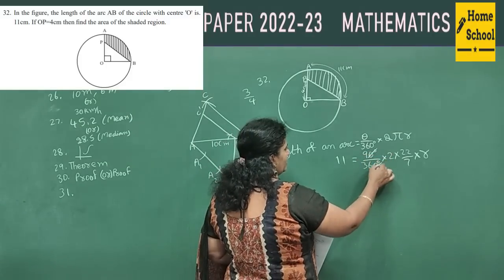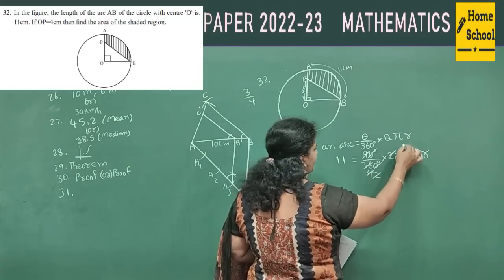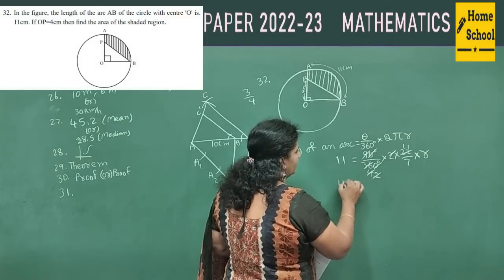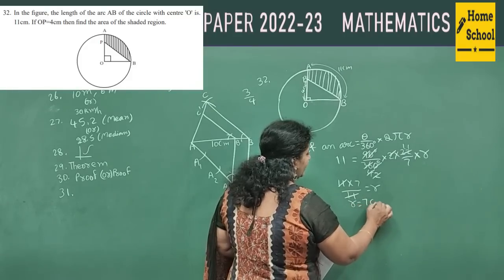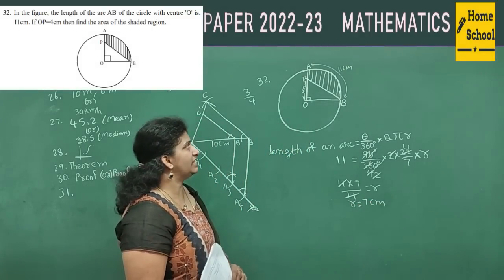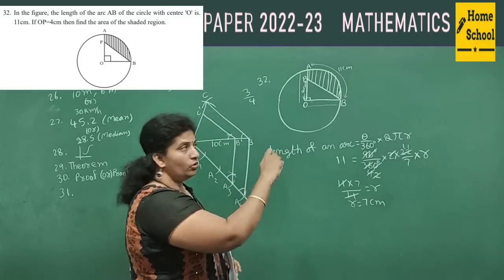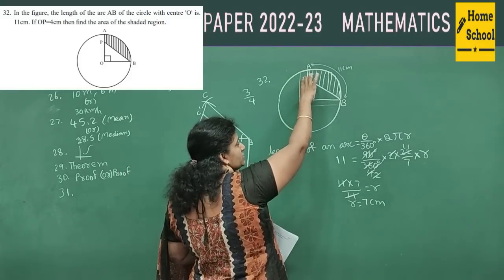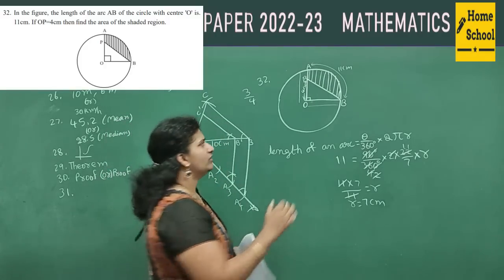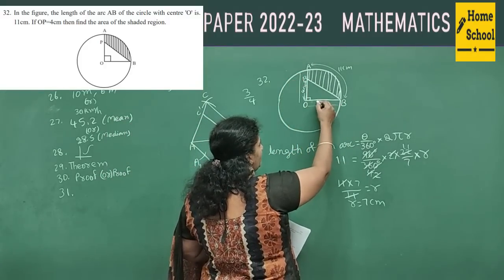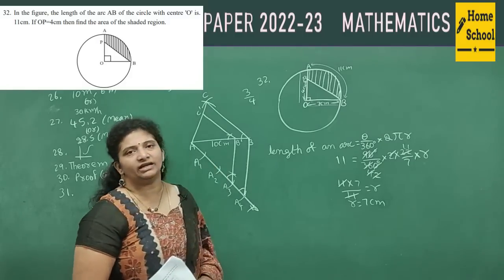So let's start finding. 9 4s are 36, 2 2s are 4, 2 11s, and this 7 send here. 11 into 7 by 11 is equal to r. 11 cancel. What is the radius you got, children? Radius is 7 centimeter. Radius means from here to here and here to here, right? You know OP is only 4 centimeter. Then what about this part? It is 7 minus 4, 3 centimeter. So don't worry, don't bother about that. What is OB we got? Radius is 7 centimeters. Now how can I find that shaded region?